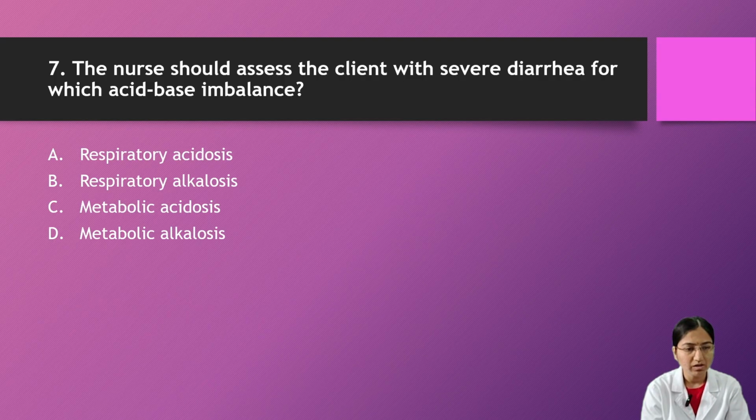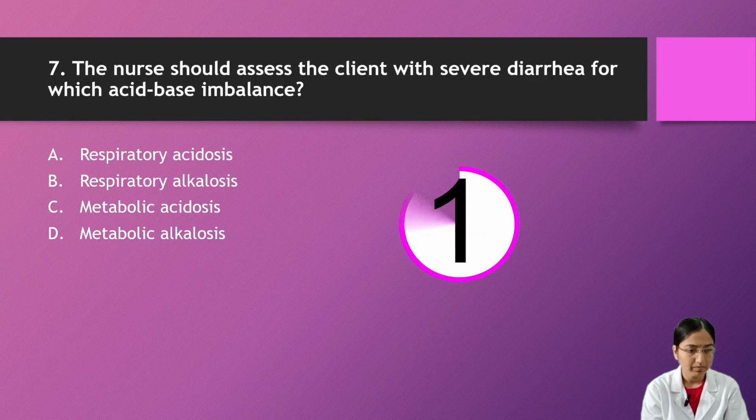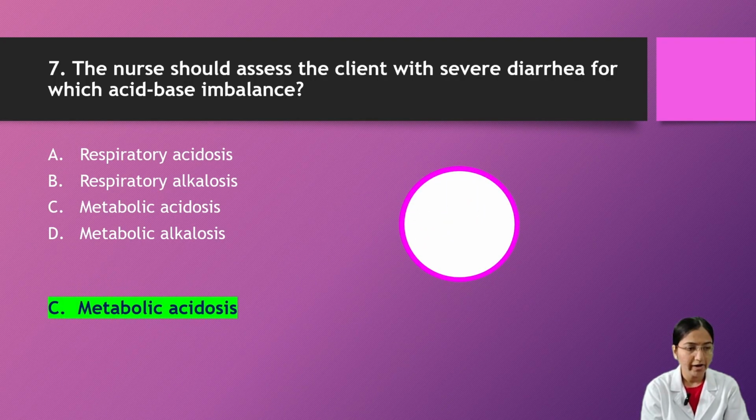Next question. The nurse should assess the client with severe diarrhea for acid-base imbalance. Options are here. Right option is C. That is metabolic acidosis.